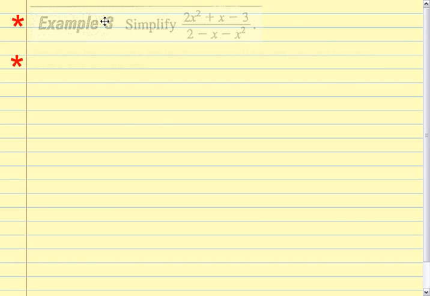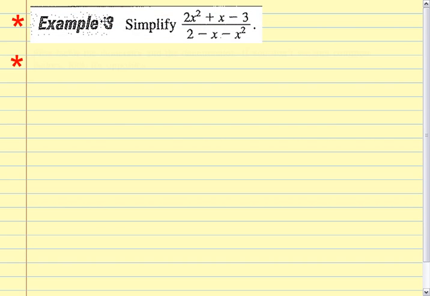Okay, folks, example number 3. All right, whoa, look at this. Okay, well, let's see what we've got here. 2x squared plus x minus 3 on top there, and 2 minus x squared on the bottom. All right, well, I'm not a big fan of this one, but so there it is.